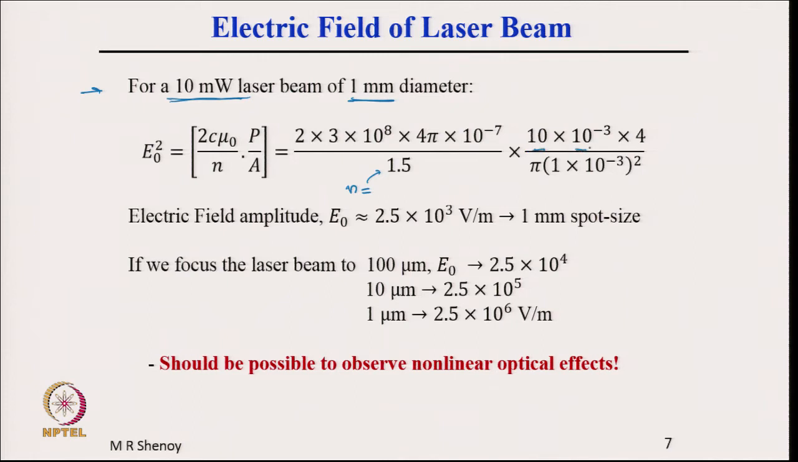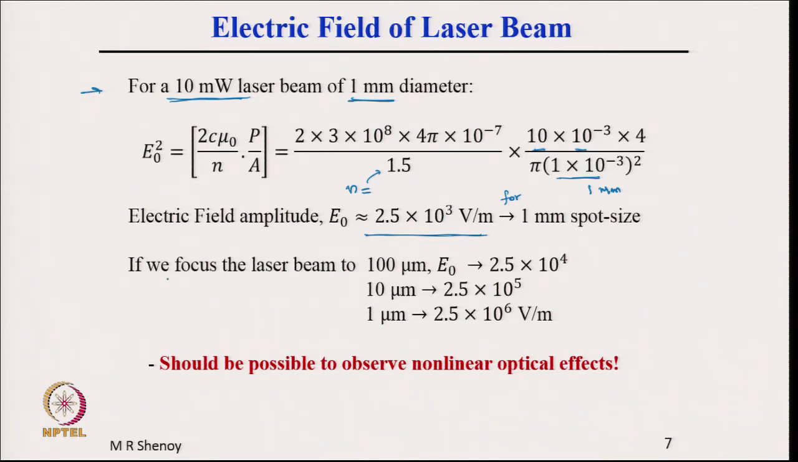So, 10 milliwatt, 10 to the power of minus 3, divided by the area of cross section, that is pi r square or pi d square by 4. The diameter is 1 millimeter. So, if we substitute these numbers, we will see that E 0 will come out to be approximately 2.5 into 10 to the power of 3 volts per meter for a 1 millimeter diameter spot.